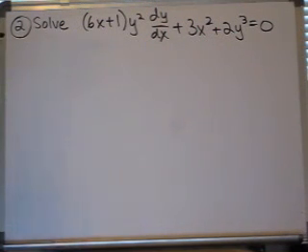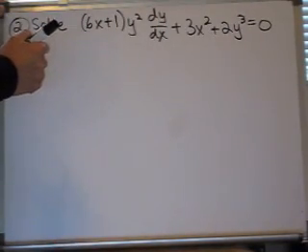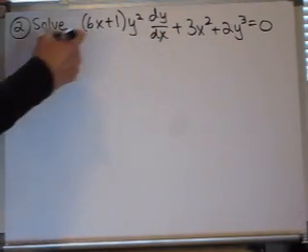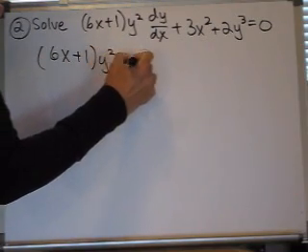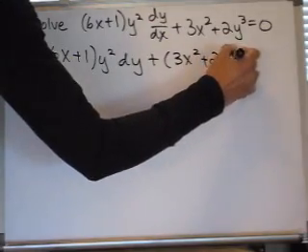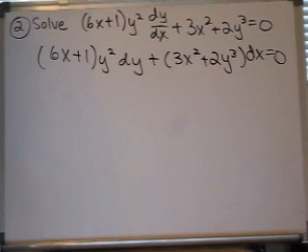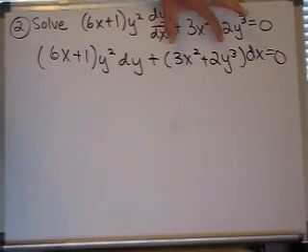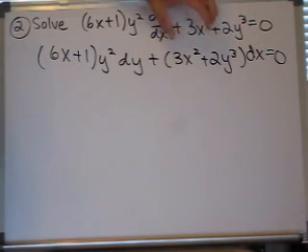Another possibility is that this might be a separable differential equation, and that doesn't actually pan out here. If you write this in a slightly different form, you can multiply through by this dx. So you would then get (6x plus 1) times y squared dy plus the quantity 3x squared plus 2y cubed times dx, and 0 times dx is just 0. If you are checking to see if it's separable, you'll notice that you have a sum of a function of x and a function of y. You need products to be able to make this separable. So it's not going to be a separable differential equation.